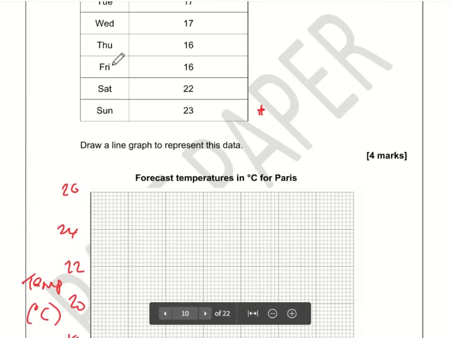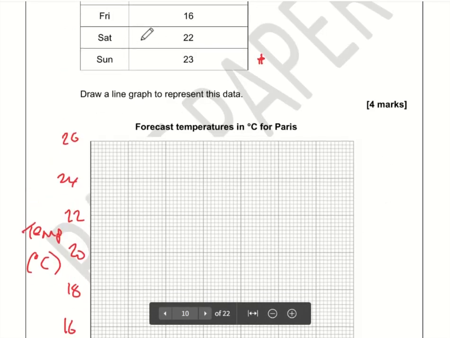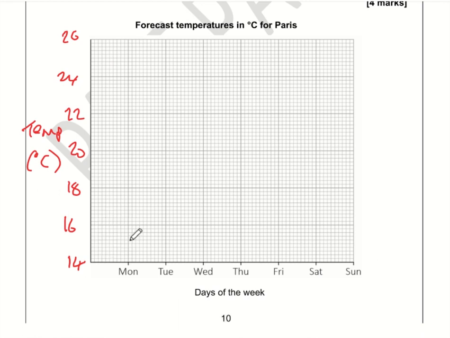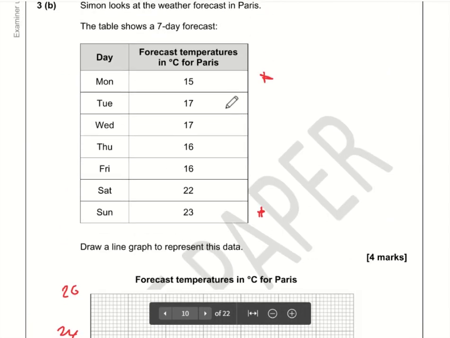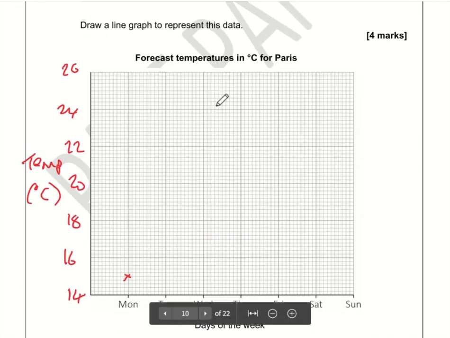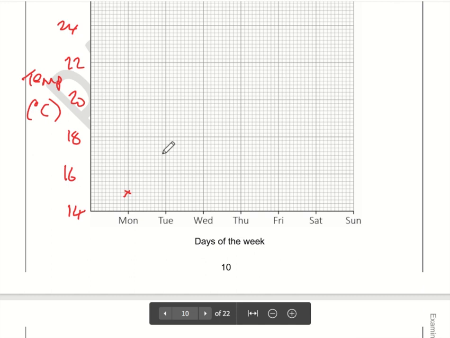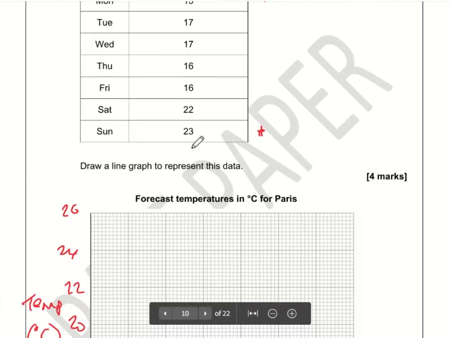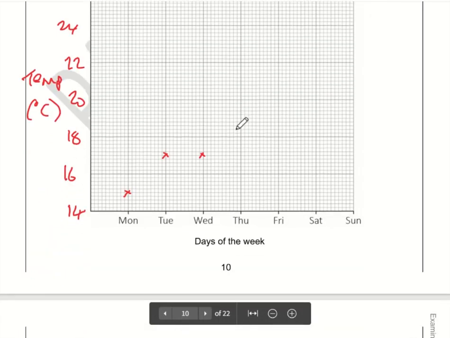as long as we can fit every number in. So Monday is 15, so Monday is halfway between 14 and 16, so again normally there'd be a faint line in between, which there isn't, which is a bit of a shame, but never mind. I'm going to do Tuesday and Wednesday together, so that's 17 and 17, so again that's halfway between 16 and 18. Thursday and Friday, 16, 16.